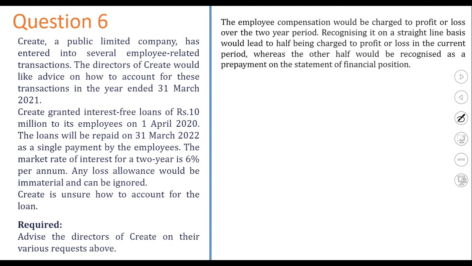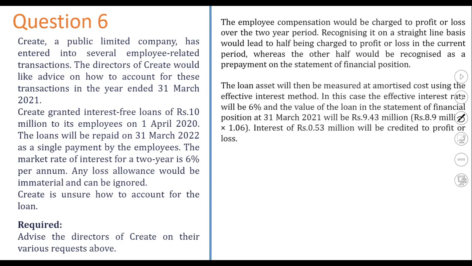That would lead to half being charged to the P&L in the current period, whereas the other half would be recognized as a prepayment on the statement of financial position. The loan asset will then be measured using the amortized cost. By following the same theory, we recognize that using the amortized cost, using the effective interest rate method.